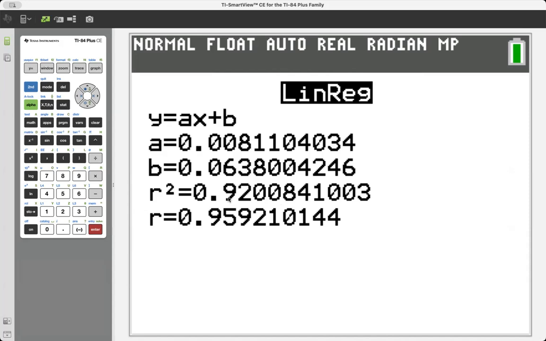0.9201 gets converted to a percent by multiplying by 100. It'll be 92.01%. So let's now interpret the meaning of those two things, the correlation coefficient and the coefficient of determination. I'm going to jump to the slideshow and interpret the meanings of these two things.